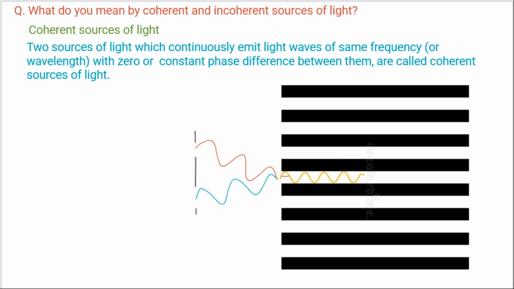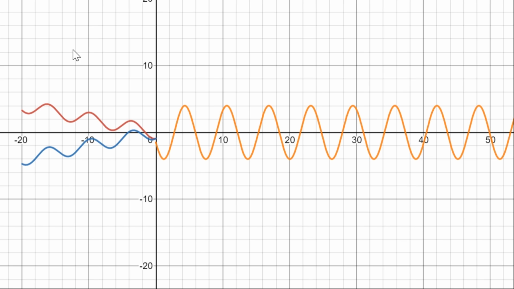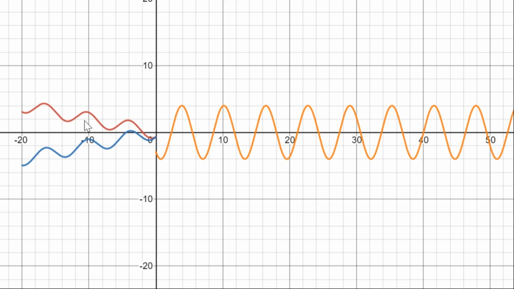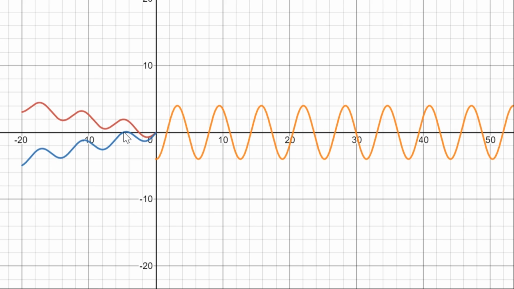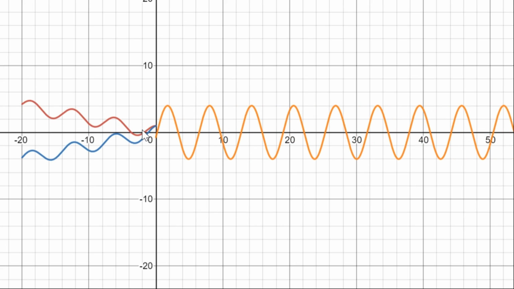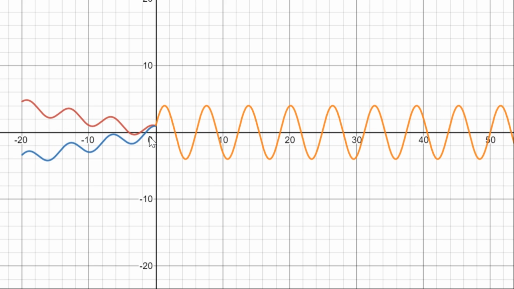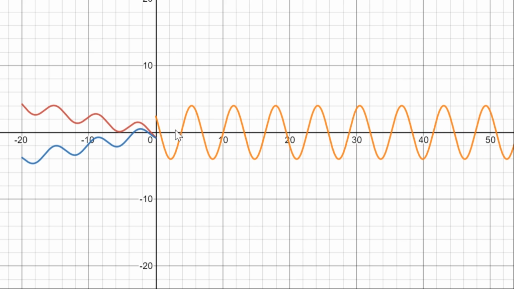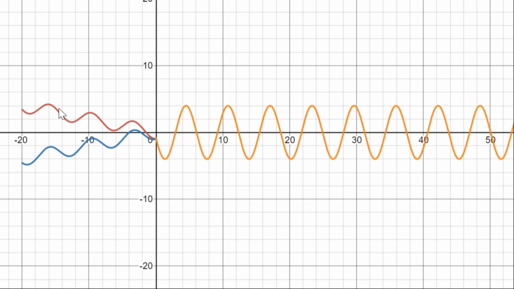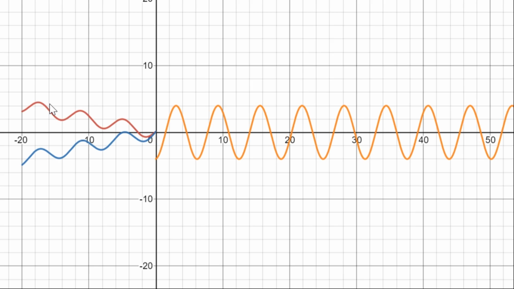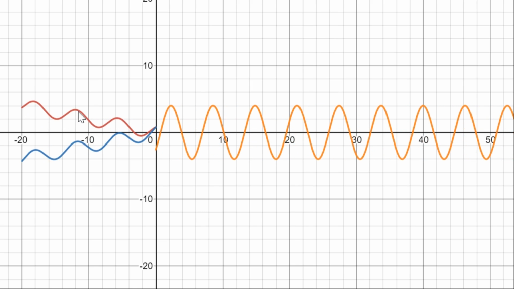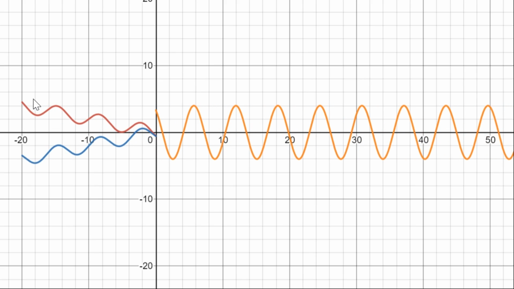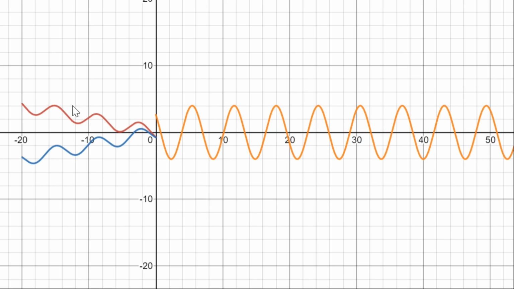Let me just show this with a simulation. Look here, you have two slits. This is your first slit, this is your second slit. The light coming out of the slits has the same frequency, or I can say the same wavelength. So these two lights interfere constructively and give a resultant wave whose amplitude will be the sum of the amplitudes of these two waves. In such a case, where the light has the same frequency, same wavelength and zero phase difference, such a light source will be known as a coherent source.